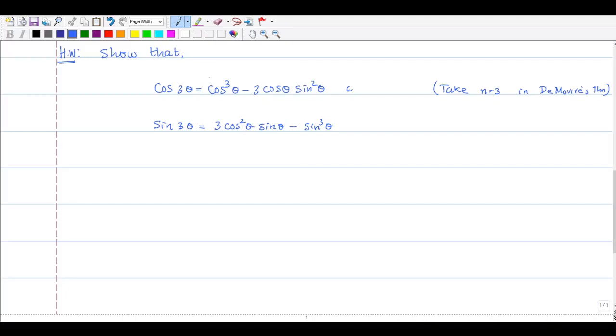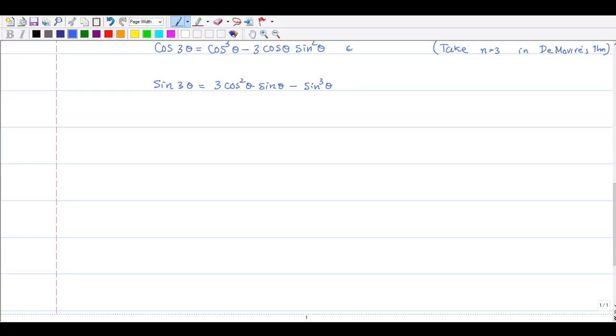Now let us come back to the nth root of a complex number. I have already discussed the theory behind this. So today we will do some problems, some easy problems, and I will give some homework.